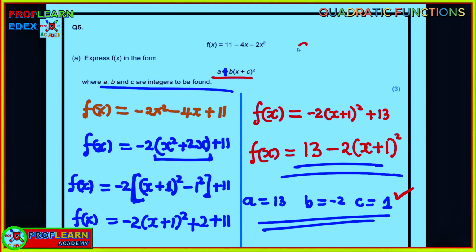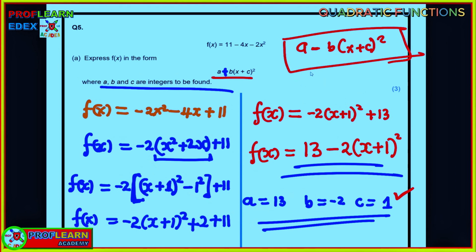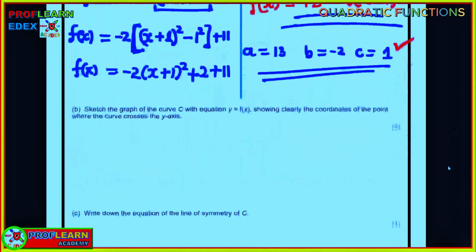If this form was given as a minus b into x plus c squared, you see now already the negative sign has been taken into account. So therefore, in this case, our answer will have been written as a is equal to 13, b is equal to 2, and c is equal to 1. Is that clear?